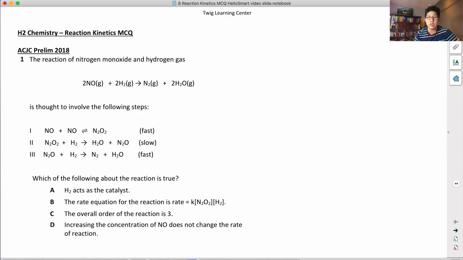Let's start on the first question. ACJC Prelim 2018. The reaction of nitrogen monoxide and hydrogen gas is as shown, and is thought to involve the following steps. Which of the following about the reaction is true?